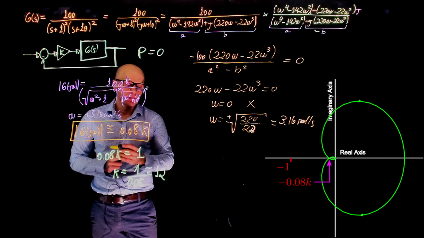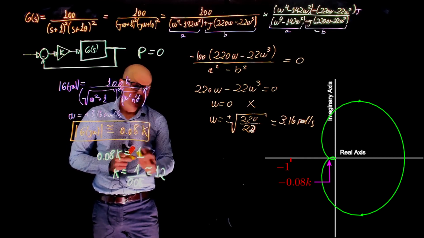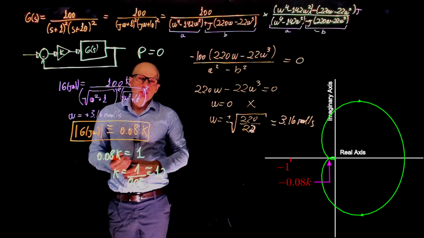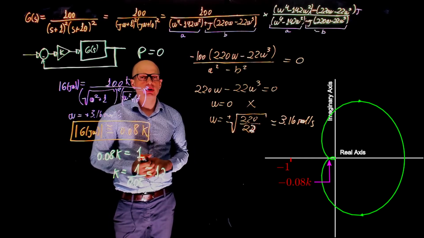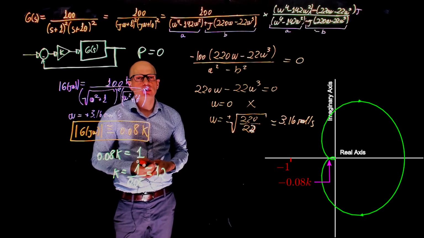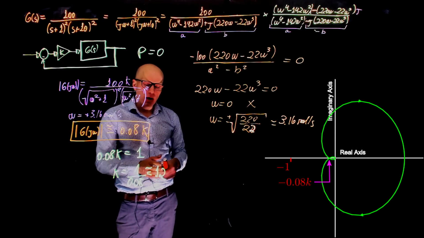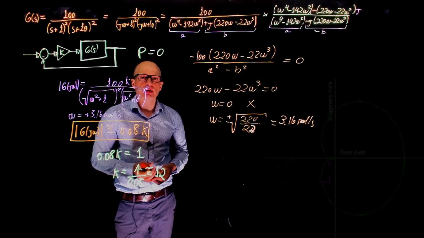I cropped some numbers here, but this should be around 12. Now notice that when K equals 12, this becomes 1. So the Nyquist plot shifts towards -1, and the system is now marginally stable. Anything greater than 12 makes the system unstable.